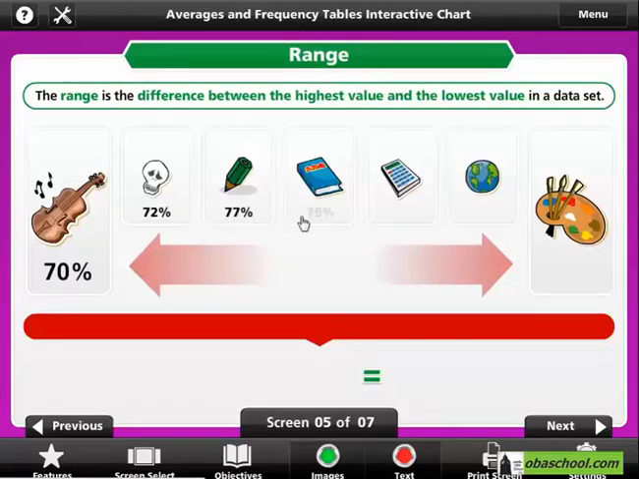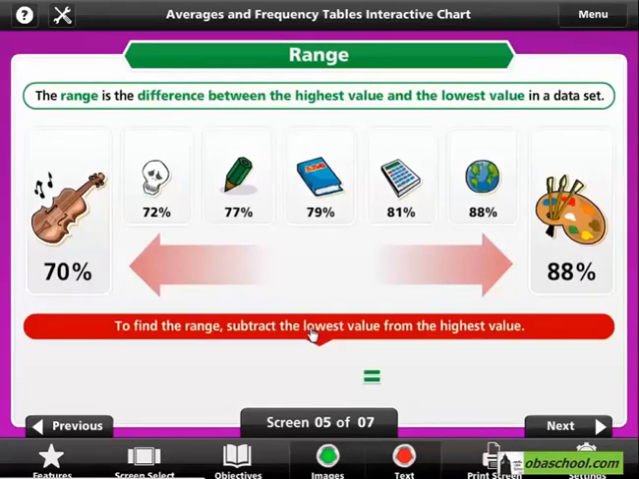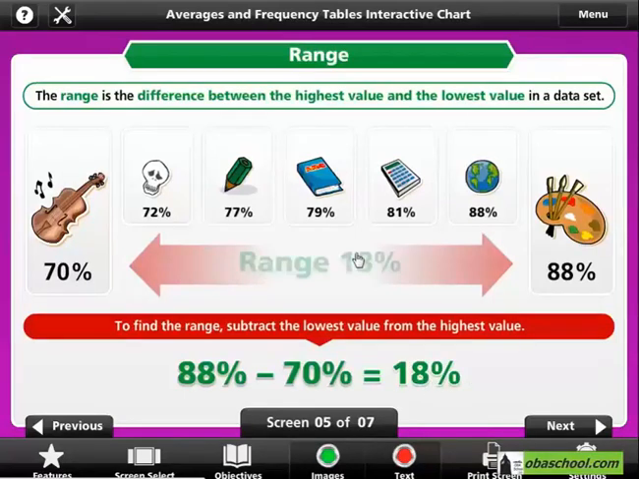So we have music, where we have 70%, and we have all the other data: 72, 77, 79, 81, 88, and 88. So the range here is the highest, which is 88, minus 70, which is the lowest. So the range is 18%.